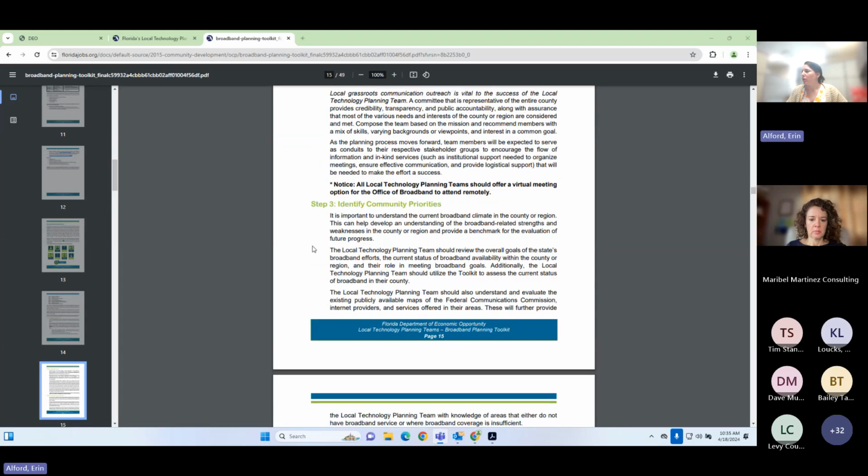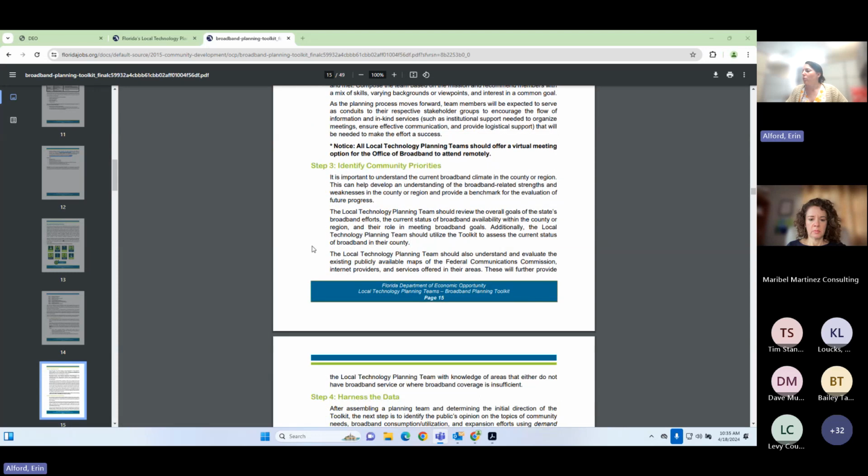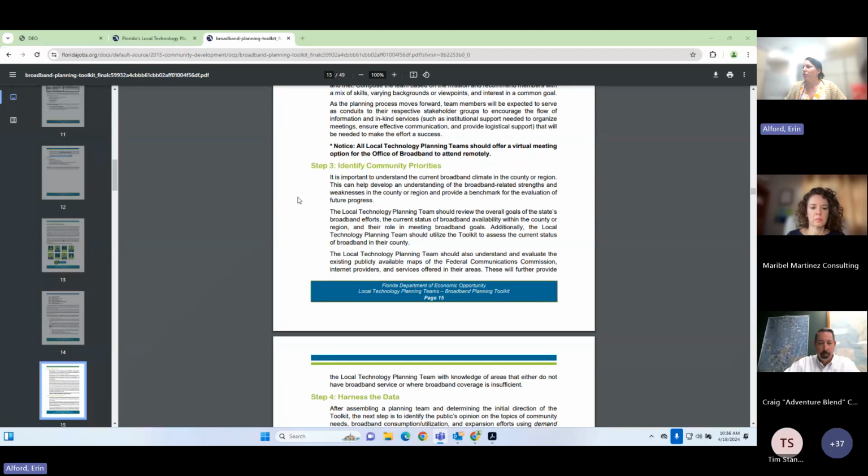And then the community priorities, this is a good one to focus on as well. I think that's another part where the stakeholders really play into this, because you're going to get different perspectives and opinions on what they think the community problems and situations are around broadband. So it's another great way to give each other ideas, bounce off of those, and see which ones are the priority.